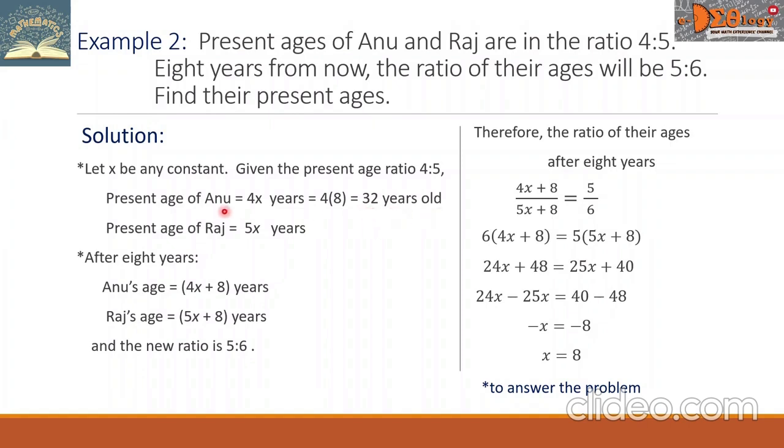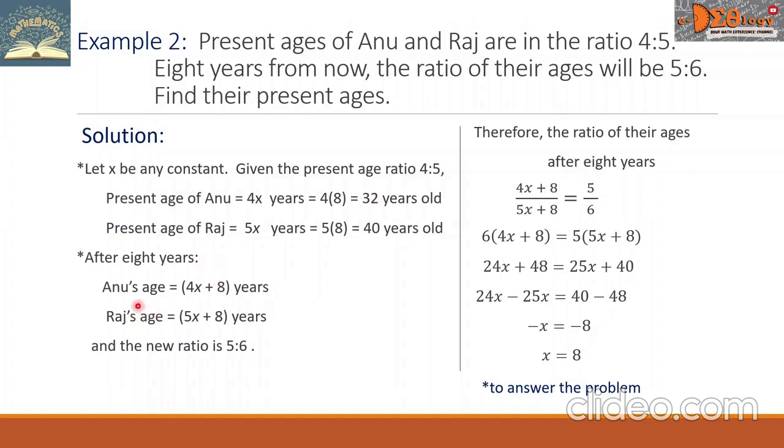This is the age of Anu. What about Raj? Our equation says 5x. That means 5 times 8, and the answer is 40. So Raj is 40 years old. Note that 32 over 40 is on the ratio 4:5. Now let us check if these numbers satisfy the second condition.